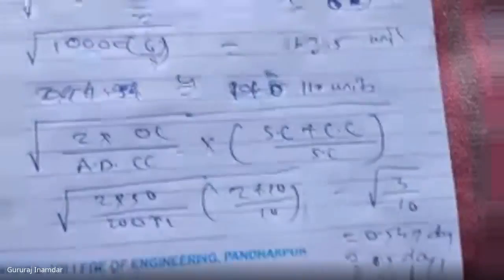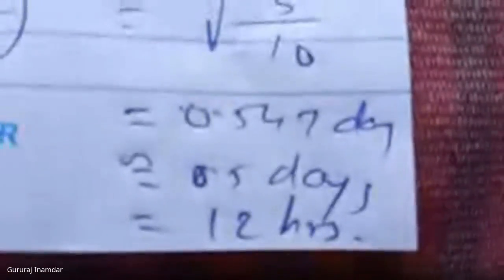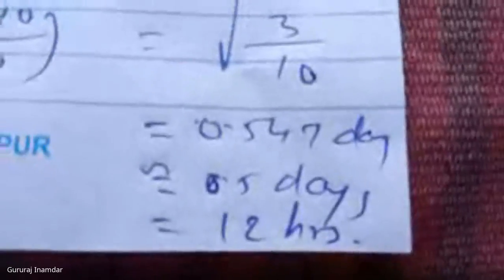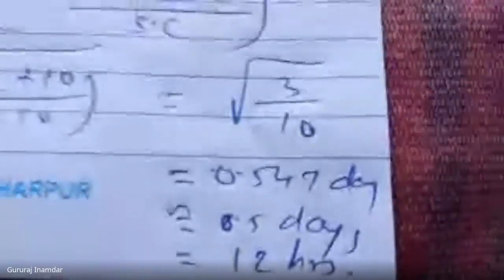I will write here. So our answer is optimum time is equal to half a day. 0.5 days is nothing but 12 hours. This is general. You can write in any format, in days or in hours. This is a problem. So what is next remaining?